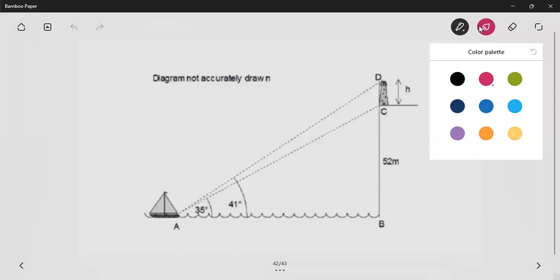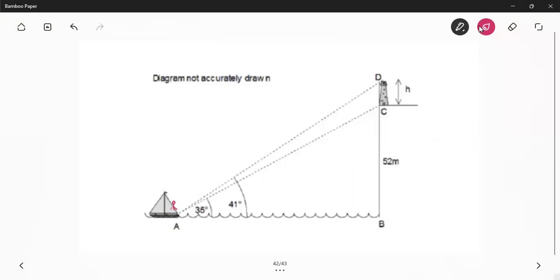Imagine that, for example, this is a boat. And this is Lucas standing on the boat here. This is Lucas. And look at this, this is a lighthouse here.